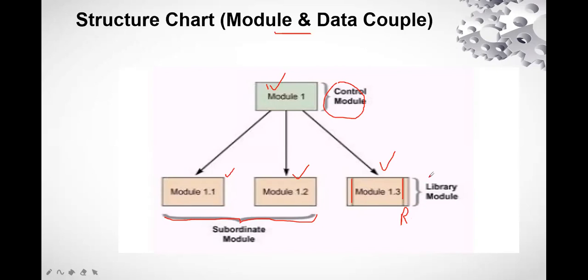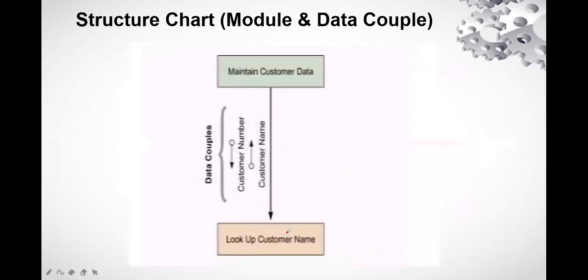So similarly, we have the library module. That means this particular module is termed the reusable module. This module can be reused and can be invoked by any of the modules, right? Reused. So that is the working of the control module, library module and subordinate module. I think you must have understood this.